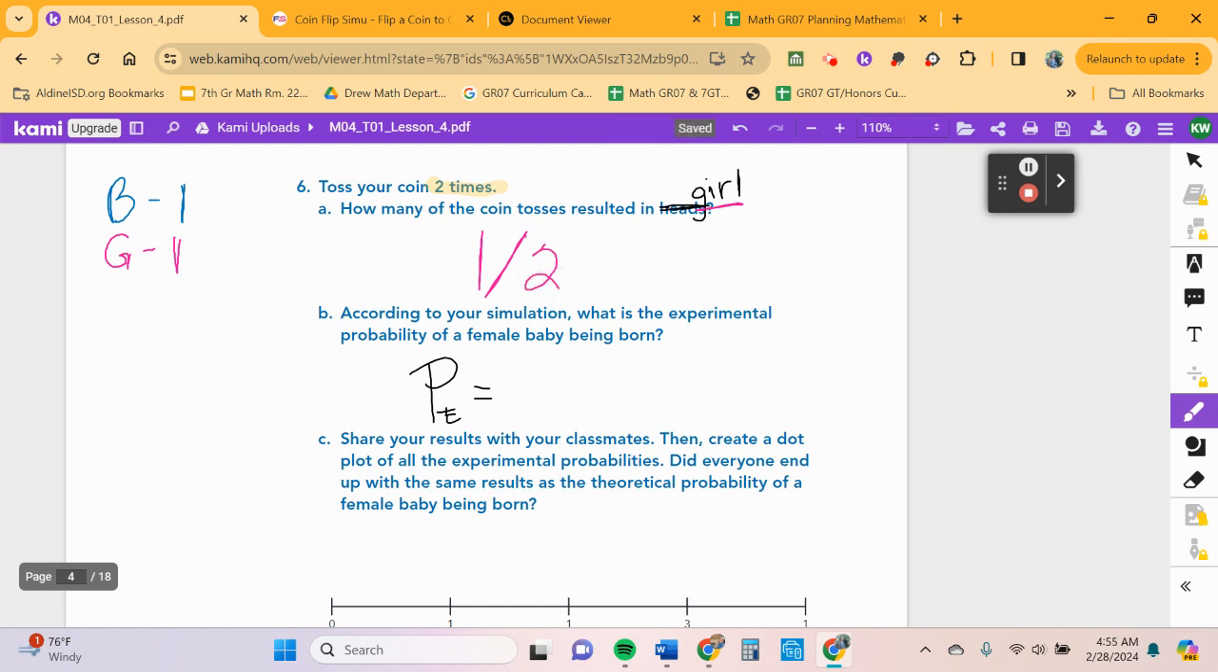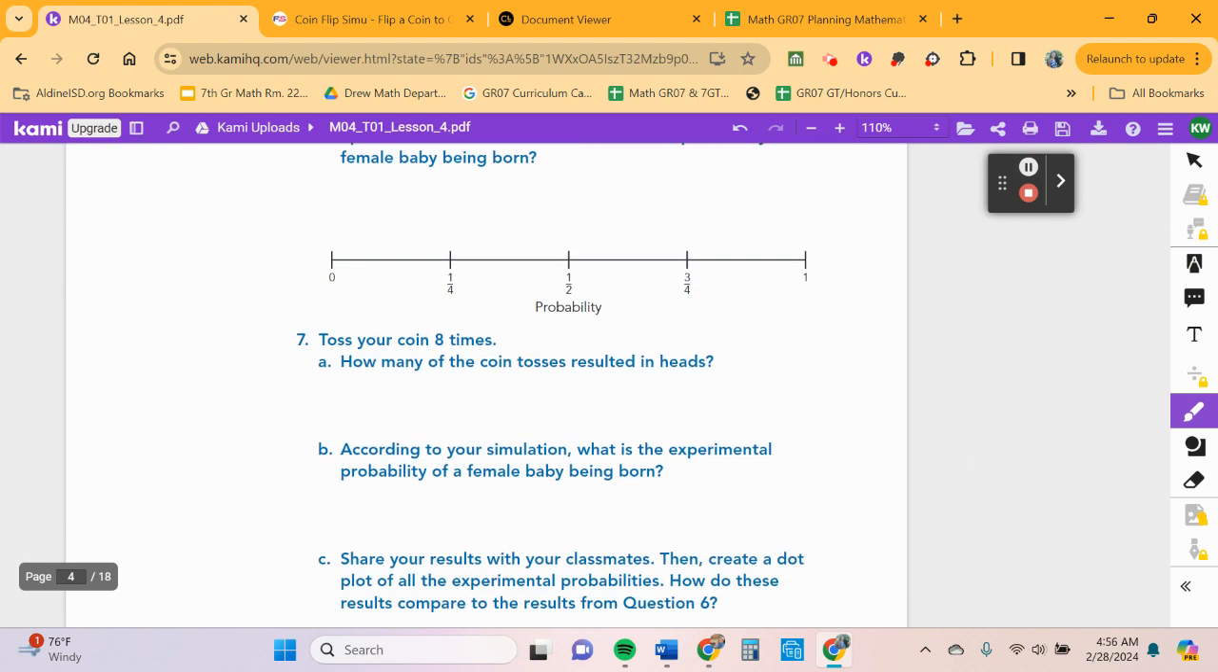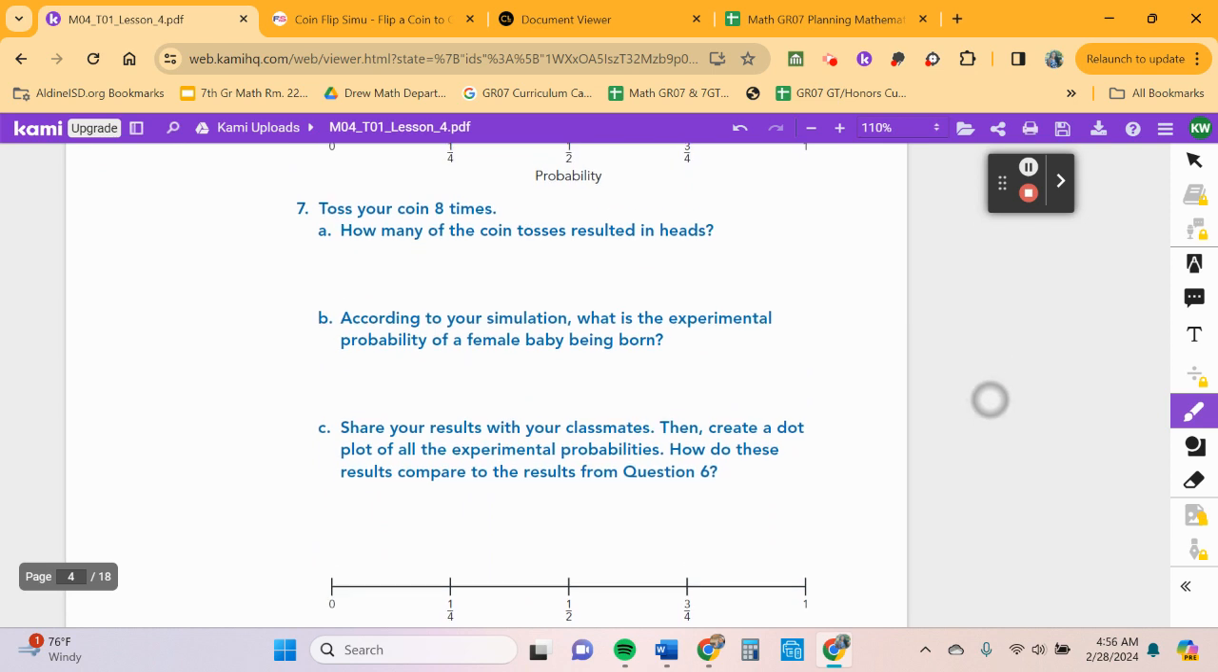So that was, actually, let me just go to B. So according to our simulation, what is the experimental probability? So the experimental probability was 1 out of 2. Or I guess I should have answered this question as 1, just 1. Now, part C, we're going to skip for now, and I'll explain that afterwards. But let's go to question 7 now.